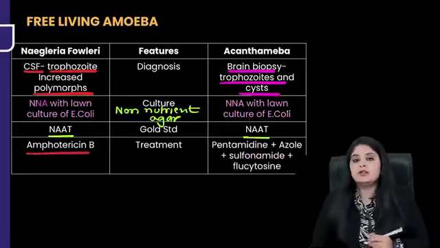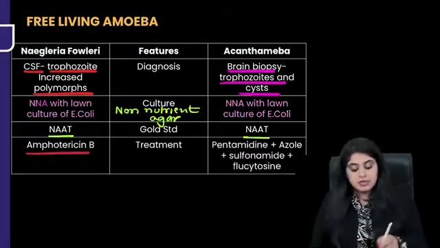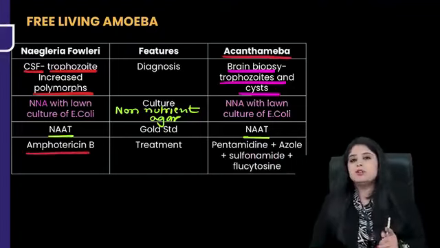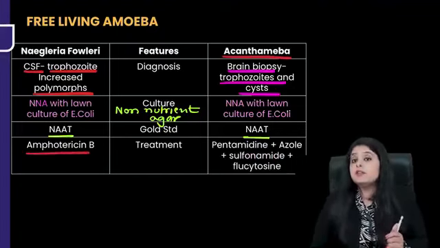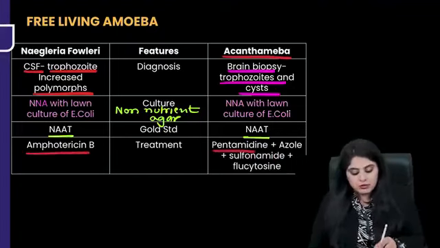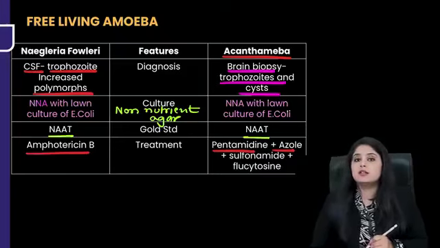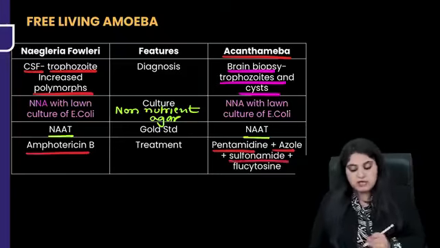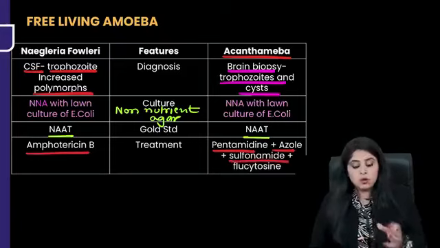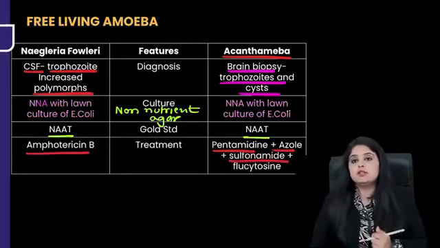What is the treatment going to be? For Naegleria fowleri, it is going to be amphotericin B. But for Acanthamoeba, because it was in an immunodeficient situation, it becomes very difficult to treat. So you actually have to give a combination of drugs like pentamidine, azole, sulfonamide, flucytosine. All this combination has to be given so that you can treat this person.